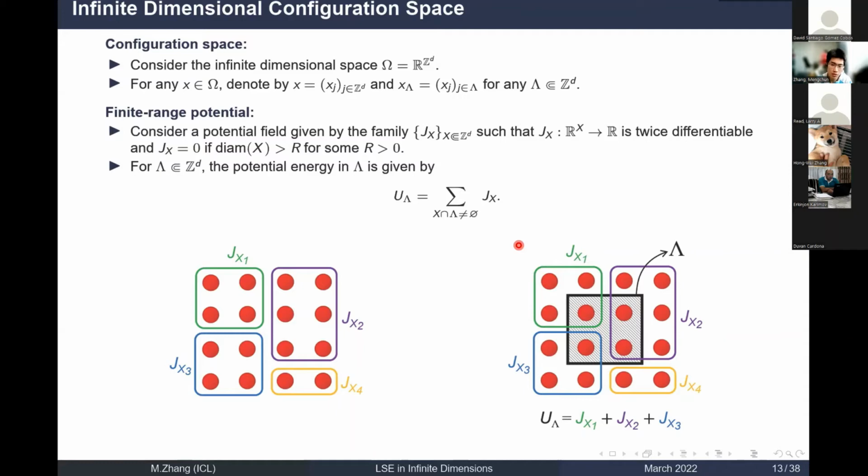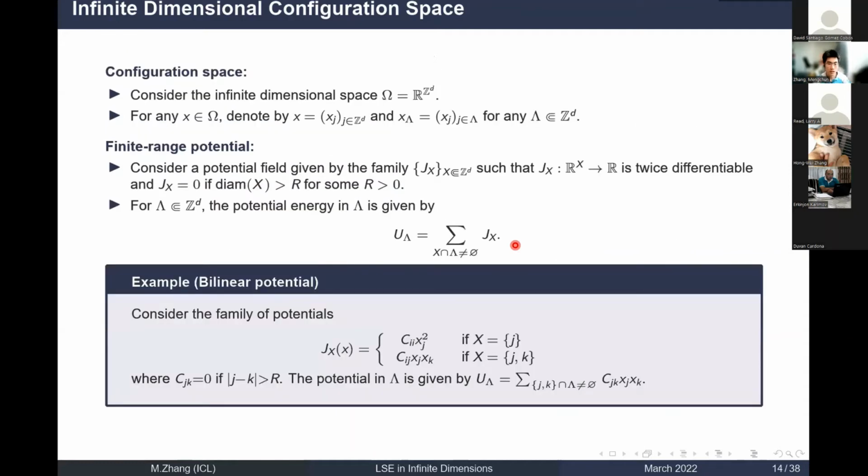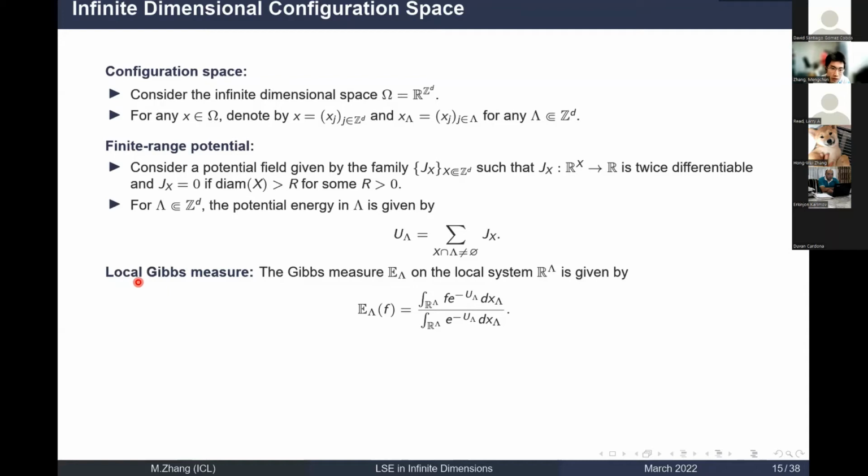Given this potential, we can consider some examples. For example, the bilinear case: if X is {j}, you just have the quadratic case, and if it's {j,k}, you have the bilinear case, and 0 otherwise. In this case, your U_lambda is basically this quadratic bilinear form, which could correspond to the quantum harmonic oscillator. Quite straightforward.